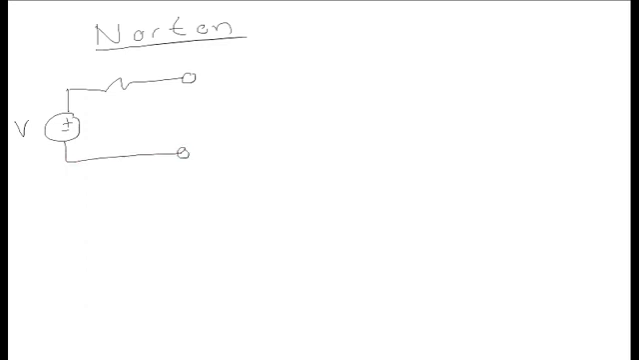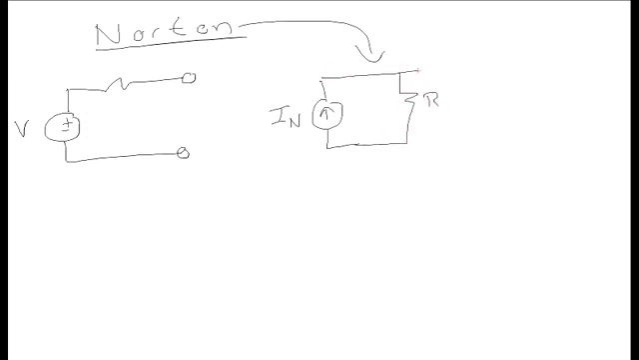In this relatively quick video, we'll talk about the Norton equivalent circuit. When we were figuring out the Thevenin circuit, we had a voltage source and a resistor. In Norton, we're going to have a current source, typically called I Norton, and a resistor in parallel with that current source.